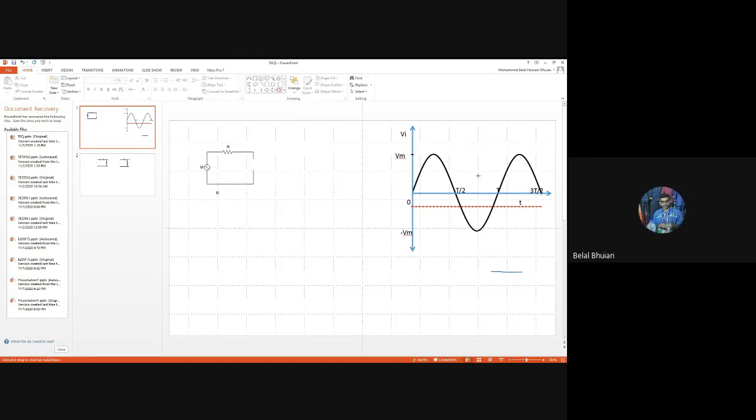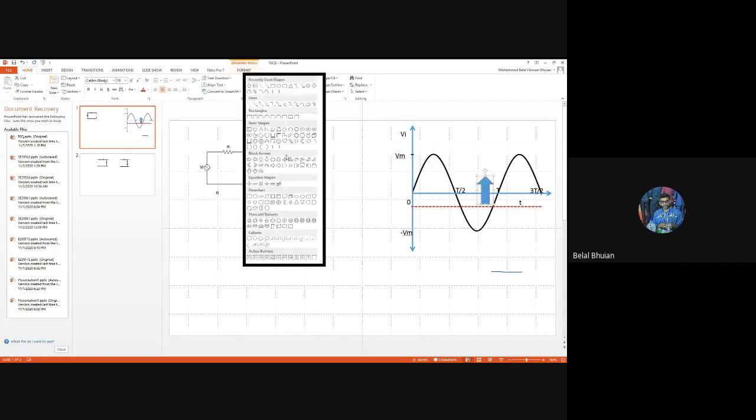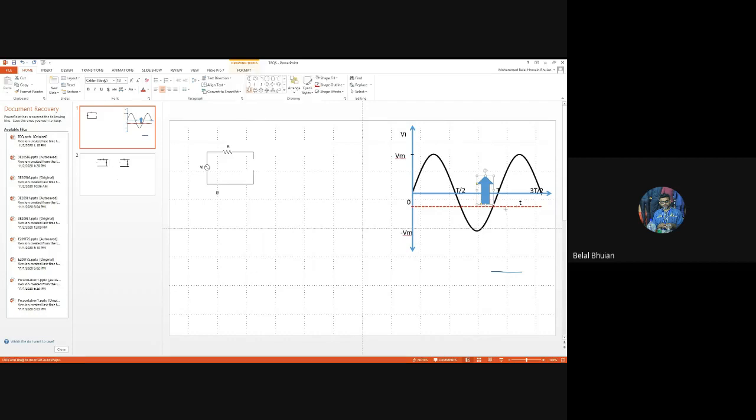Let's use a fancy way. So for all the values of the signal above the transition state line, it is off.